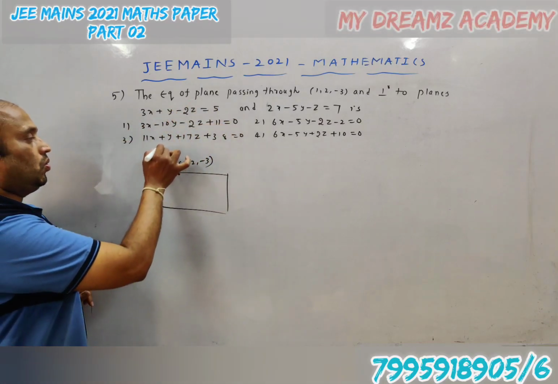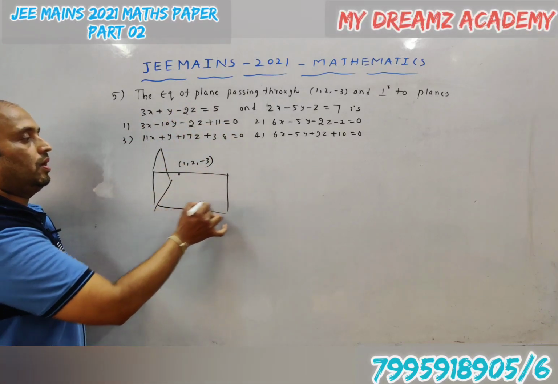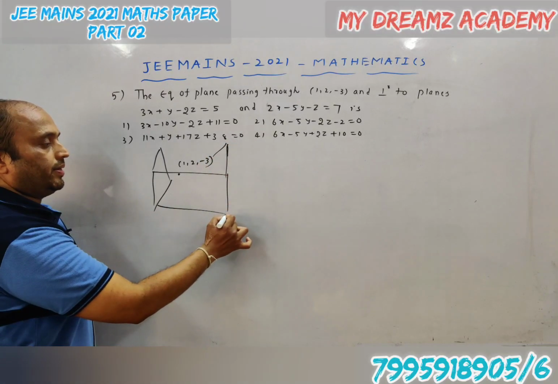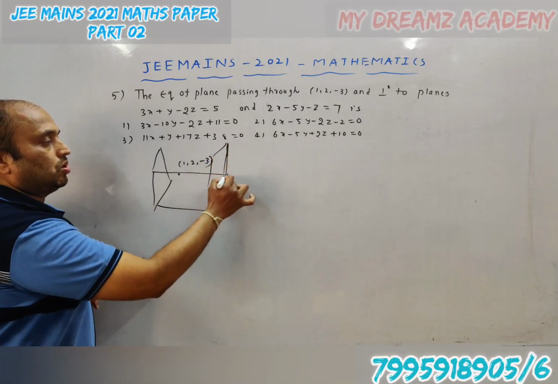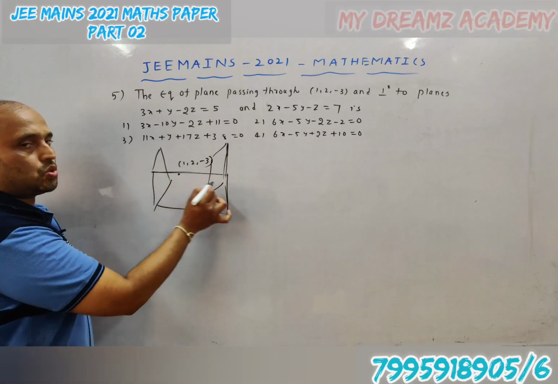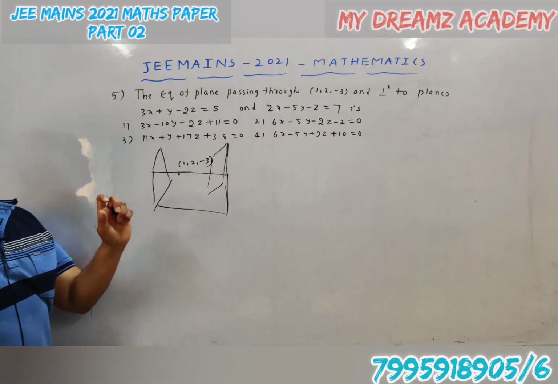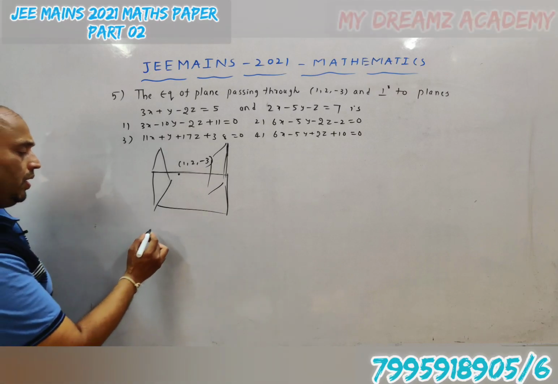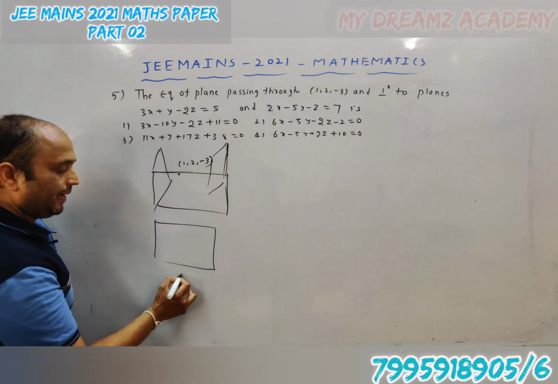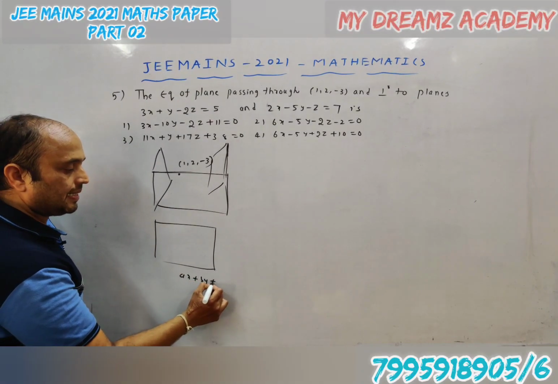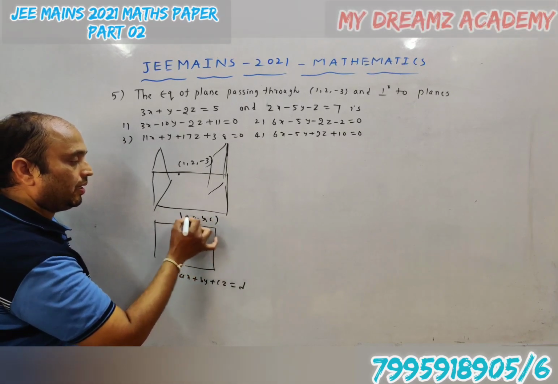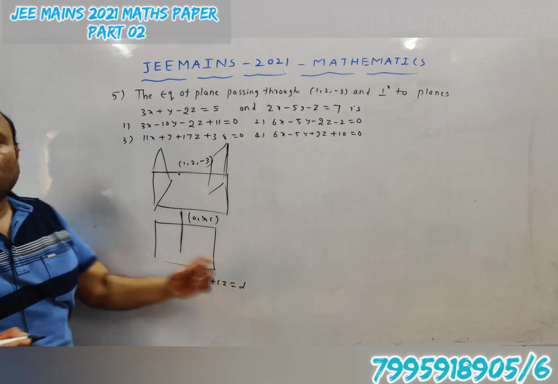Perpendicular to two planes means the diagram is like this. The two planes are like this, and our plane is perpendicular to these two planes. Now find the equation of the plane. Already we know about planes: if this is the plane ax plus by plus cz is equal to d, then a, b, c are the direction ratios of the normal.